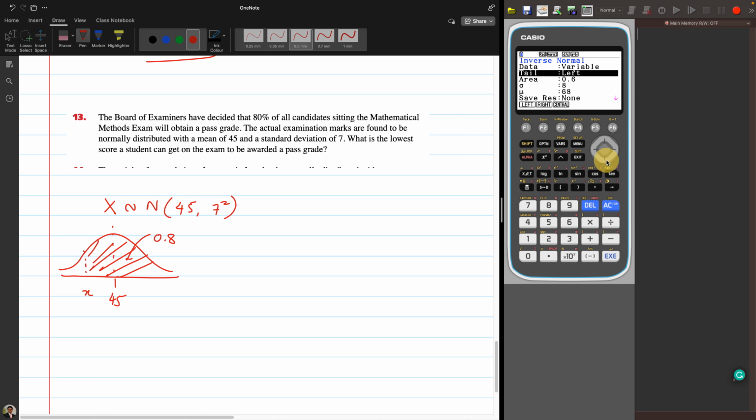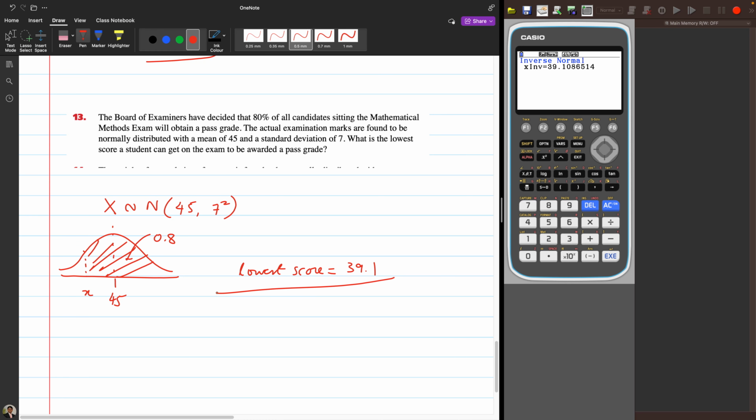Which tail is this? This is the right tail, because the right side is shaded. Area is your 80% of the students we want to pass. Standard deviation is 7 and the mean is 45. So 39.1. Because it's a normal distribution, they are giving fractional marks. So the lowest score should be 39.1. Anybody who gets above 39.1 will pass.